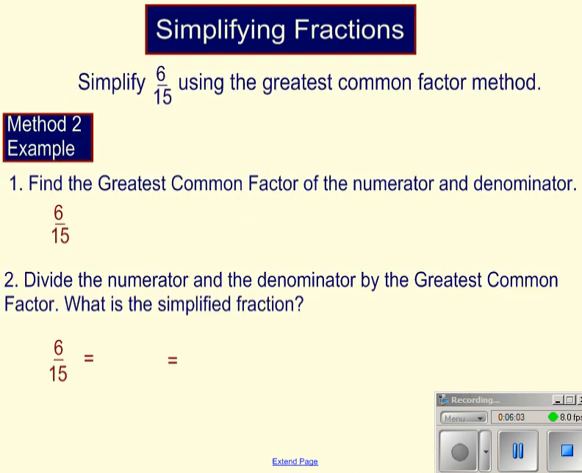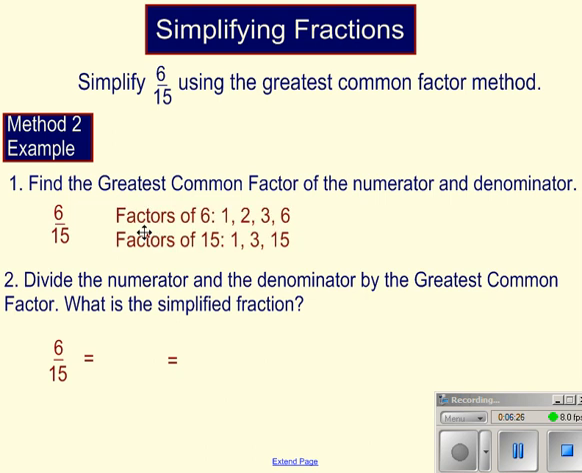So, for example, let's say we're going to simplify 6/15 using the greatest common factor method. The first thing you would do is find the greatest common factor of 6 and 15. Now you can do it the 3 ways we talked about: by listing the factors, by making a factor tree, or by the birthday cake method. So whichever method you prefer is what you would use to find this.